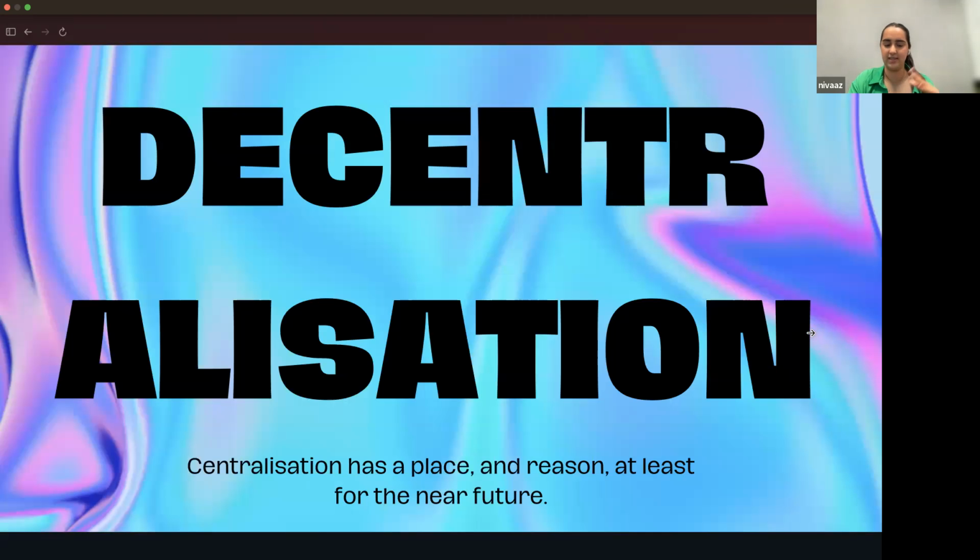Cool. So decentralization is a really big part of Web3. While it enables a lot of great things, like transparency and ownership, it doesn't mean that it's the end game. I think centralization is always going to have a place, at least for the near future. Often you can't run a company without having one person calling some of the shots or organizing some of the stuff.